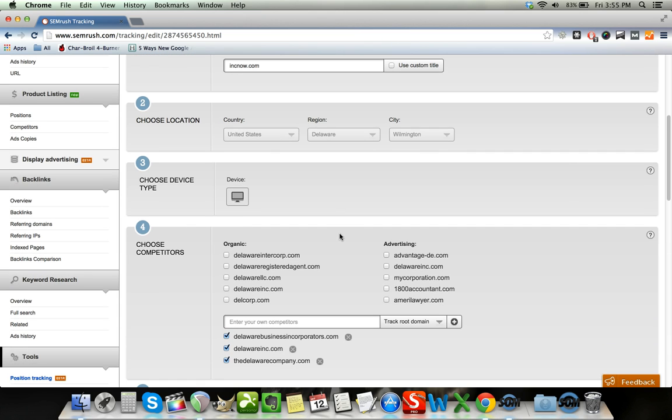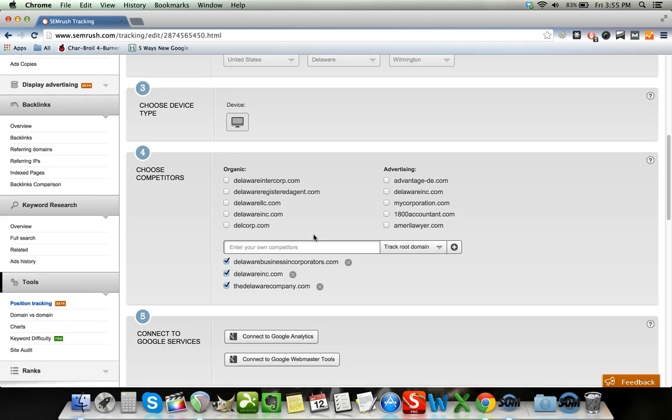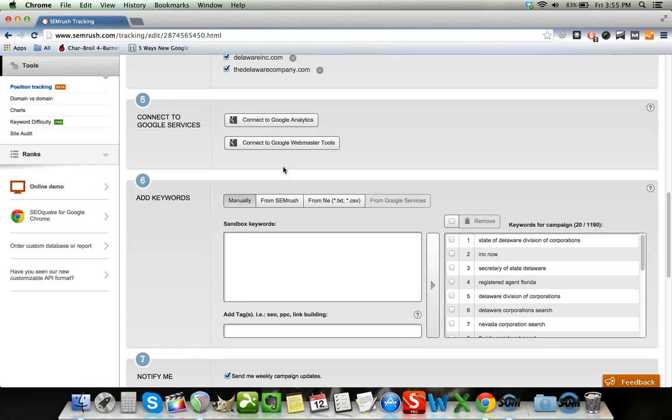We could choose competitors, okay, either the ones that SEMrush picks for you or the ones that you choose yourself. You have the option of connecting to Google Analytics as a means of importing keywords, and you add keywords here to the sandbox manually from SEMrush, from a file, or from Google Services, and you import them here to track them. And that's how position tracking works. Position tracking is a great way to see how your site is doing and where they're performing well in search engines. It's also great for discovering and tracking competitors.